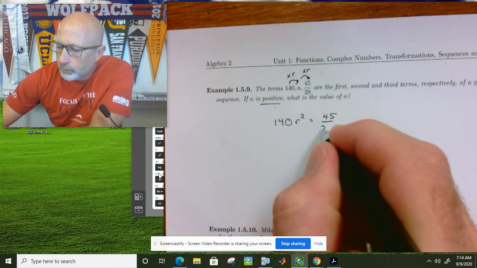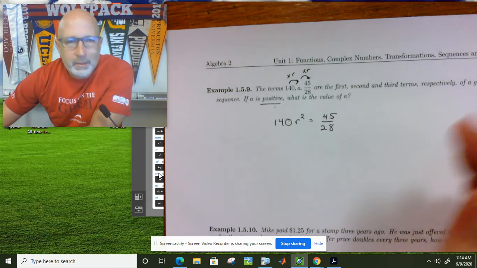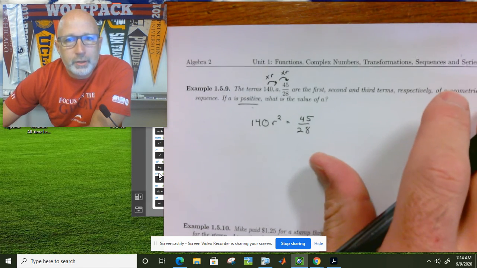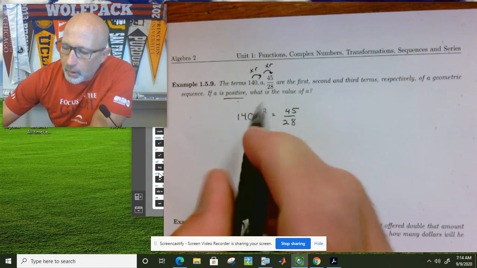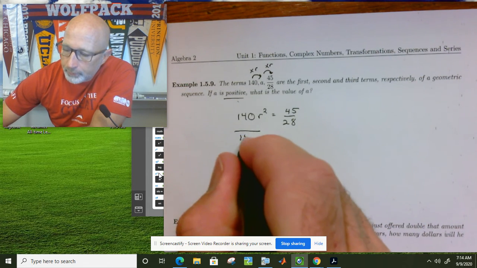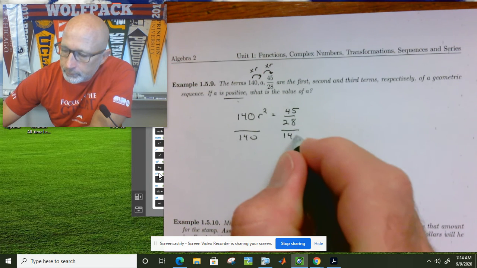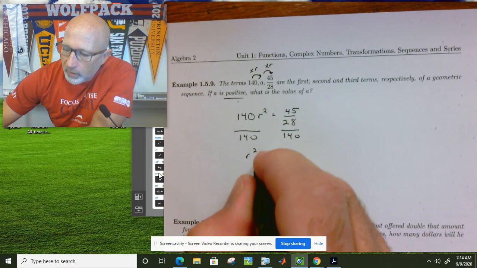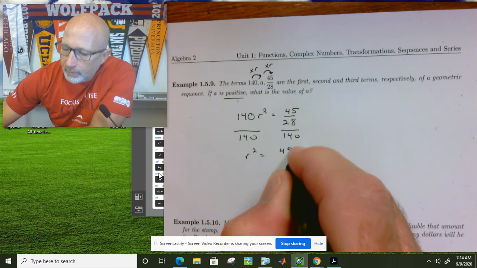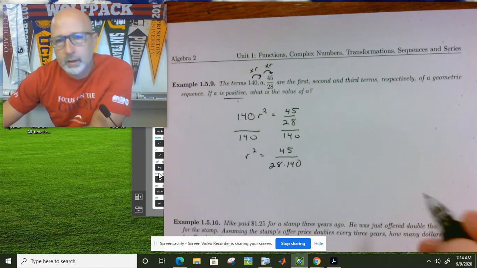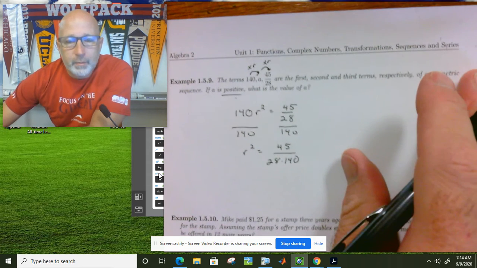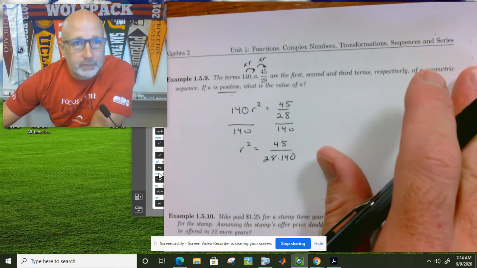45 all over 28. Now, these are some pretty crazy numbers, but I'm going to show you how to manipulate them really nicely. Okay, so I need to solve for R, so I'm going to divide both sides by 140. And so I have R squared is equal to 45 all over 28 times 140. Now, I'm going to leave it alone like that for a moment because I think it's a little bit easier to cancel some things out.